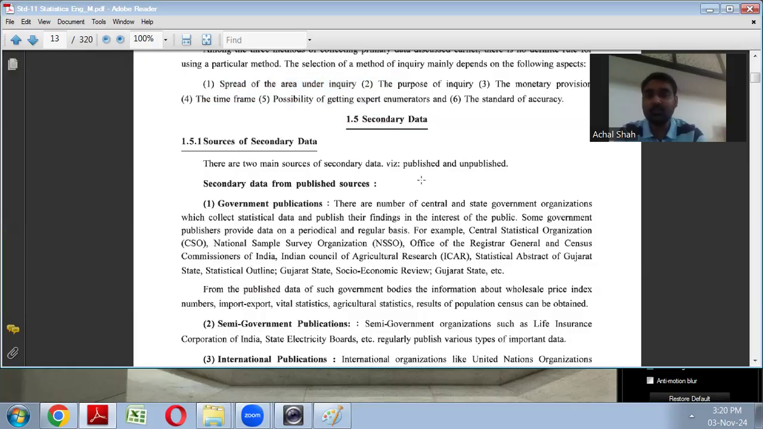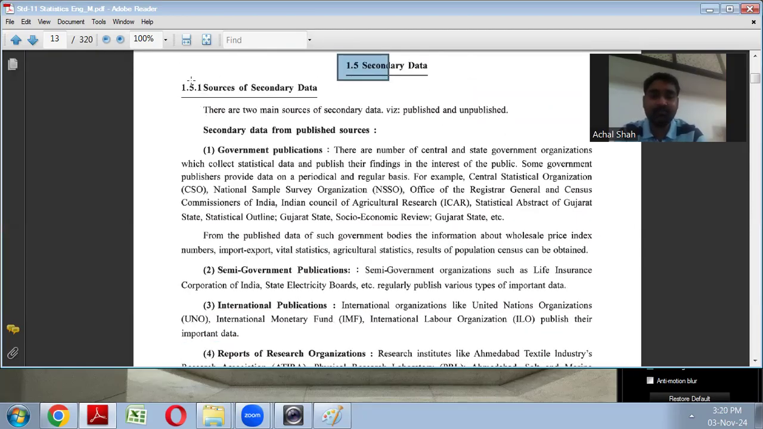So that was about the methods of collecting primary data. Now let us discuss about secondary data, right? In that we are going to discuss the sources of secondary data. What sources are there for secondary data? As we have discussed already, what is secondary data? Secondary data means the data which was already collected by someone and you are using it second time. So that is called secondary data.